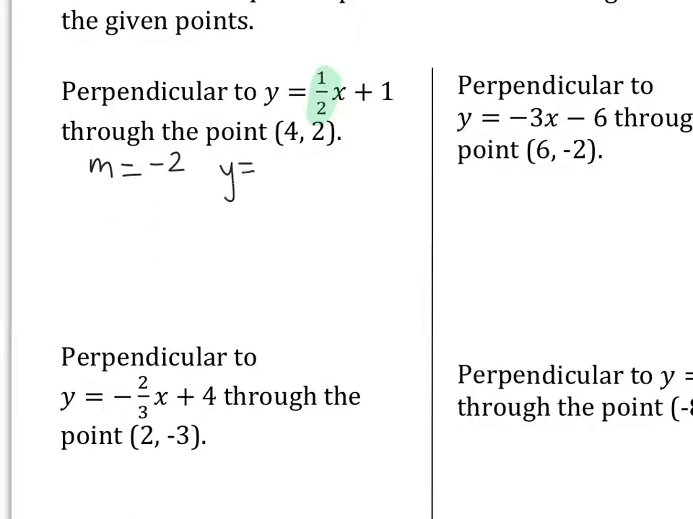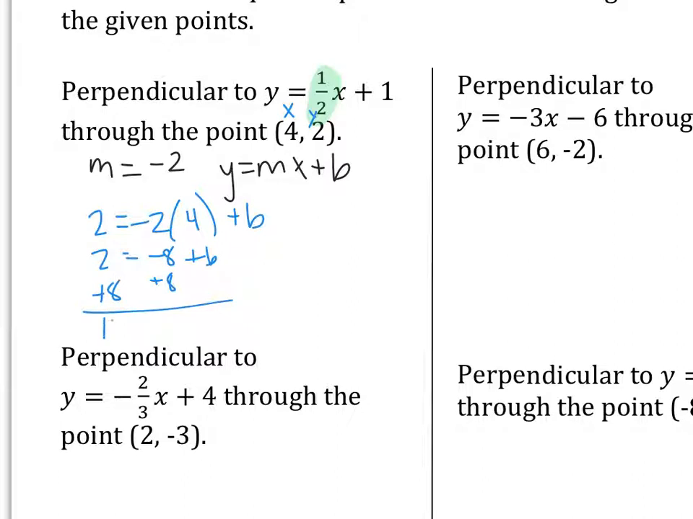So into y equals mx plus b, I will put x and y, and my new slope that I wrote of negative 2, that's the opposite reciprocal of the original slope, and I'll solve for b. So what this will look like is 2 equals m, which is negative 2, times 4 plus b. Negative 2 times 4 is negative 8. We'll add 8 to both sides, so b equals 10.